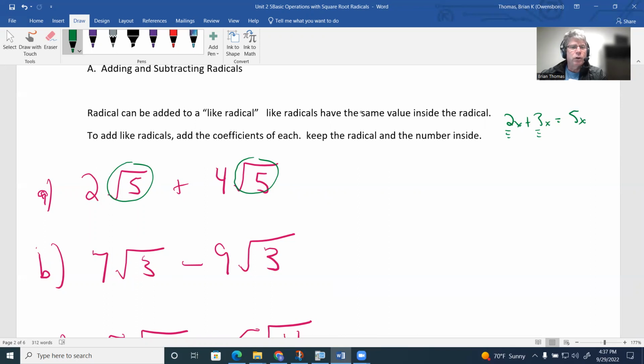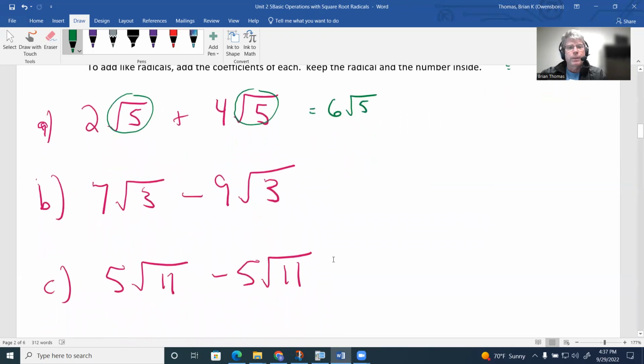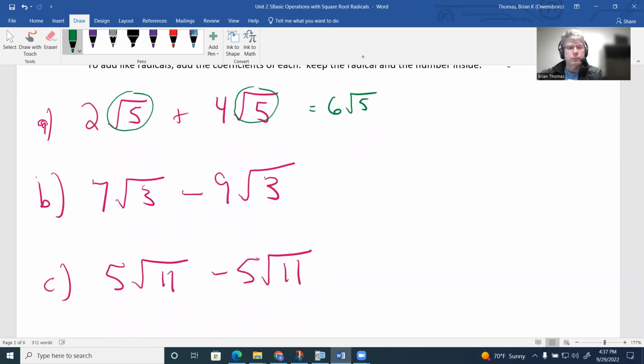So all we have to do is add the coefficients in front and say, 2 plus 4 is going to be 6. Therefore, this would be 6 times the square root of 5 as the answer. All we do is add the numbers in front and keep the radical part the same. So let's have 7 square root 3, take away 9 square root 3. We would consider these like radicals. So all I have to do is subtract 7 minus 9. That would be -2, so that would be -2 square root 3.